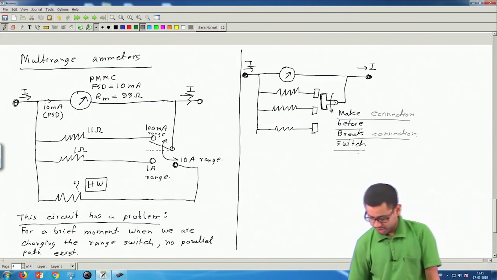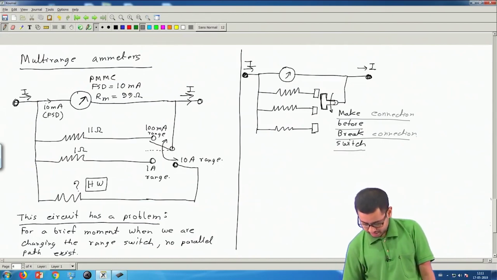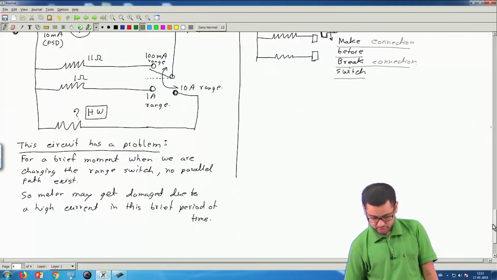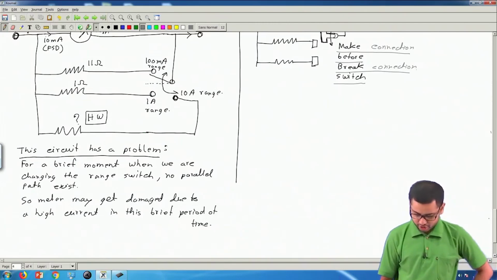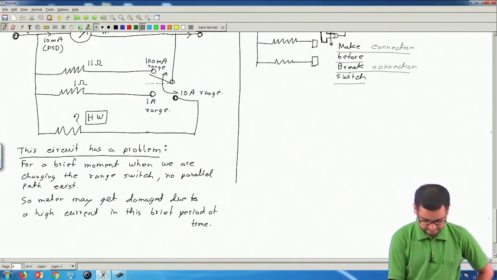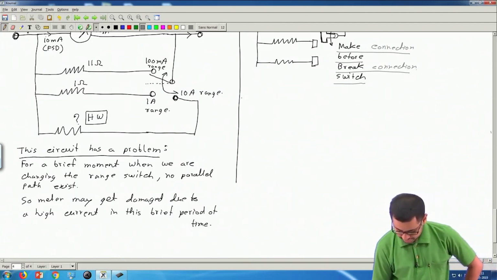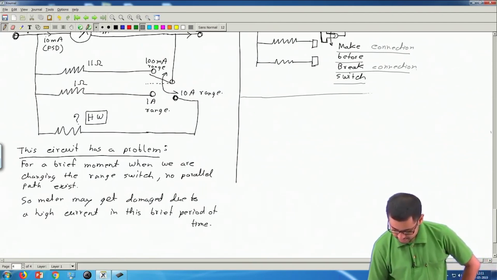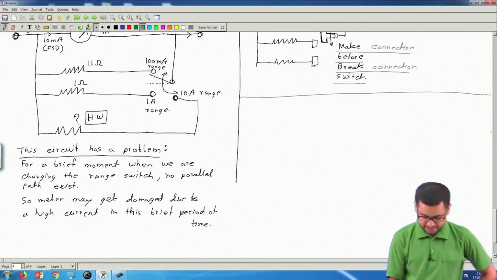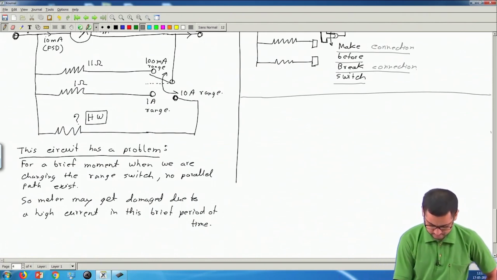So this is one solution. Another solution is called Ayrton shunt. Let me show another solution, another circuit.